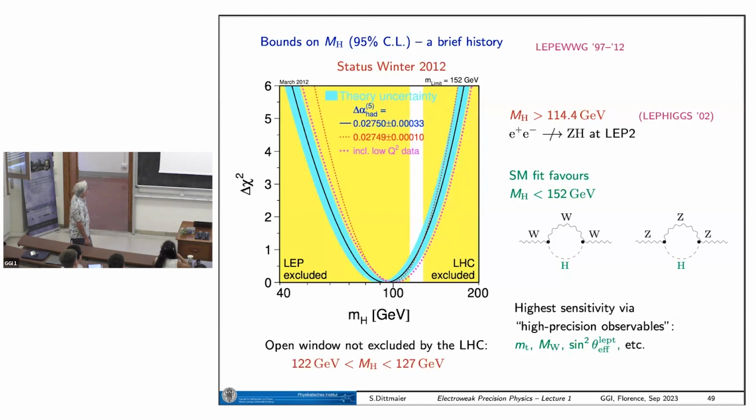status winter 2012. That's not true. It's March. It must be. I have to change this because in winter the Higgs boson was already found. Okay, forget about this. I will change that.